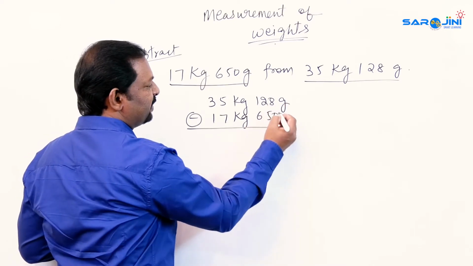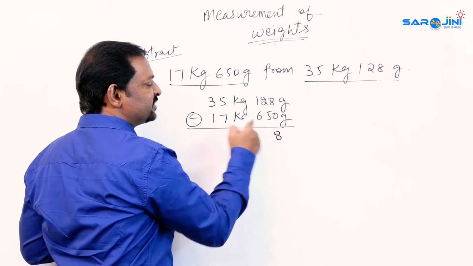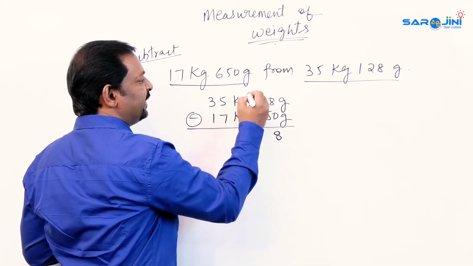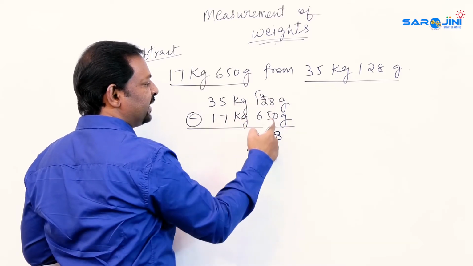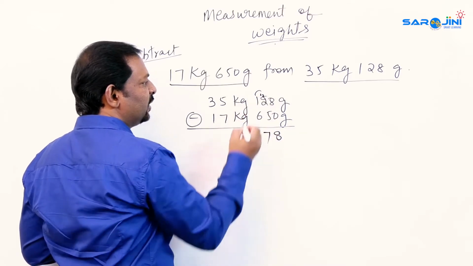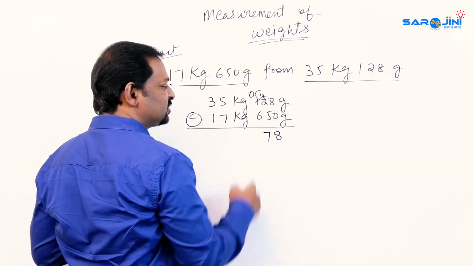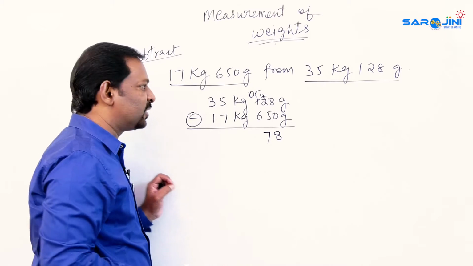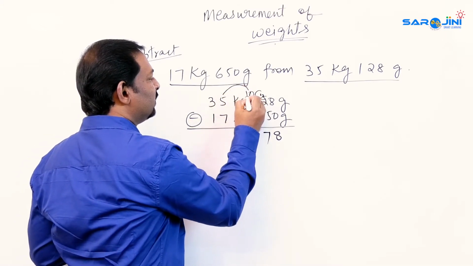Here, first 8 minus 0 will be 8. Now 2 minus 5 is not possible, right? When it is not possible, borrow, that will become 12. So 12 minus 5 is 7. Now here you are left with 0. Now do you think 0 minus 6 is possible? No, which is not possible. So we can borrow here 1.